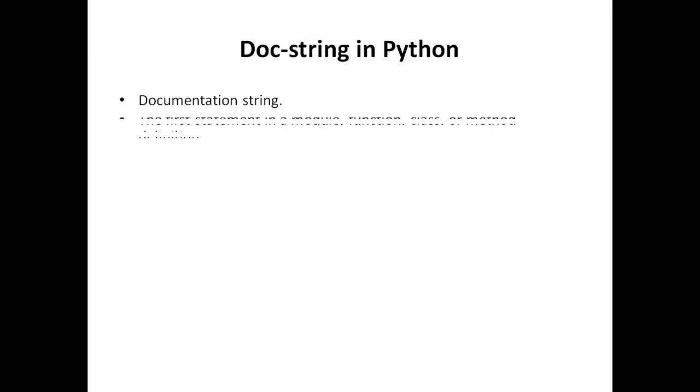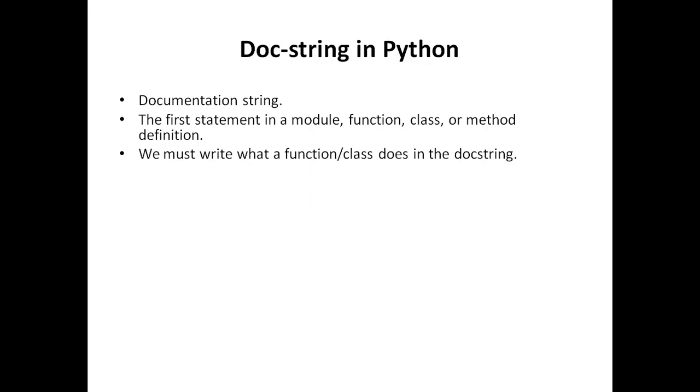Let's talk about doc string in Python. Doc string stands for the documentation string, and generally it is the first statement inside any user defined module, function, class, or method definition. We write inside this doc string what a function or module defined by the user does, so that a new user can know what your function or class does without seeing the complete code of your module or function. So it helps other people in guessing what a function exactly does.